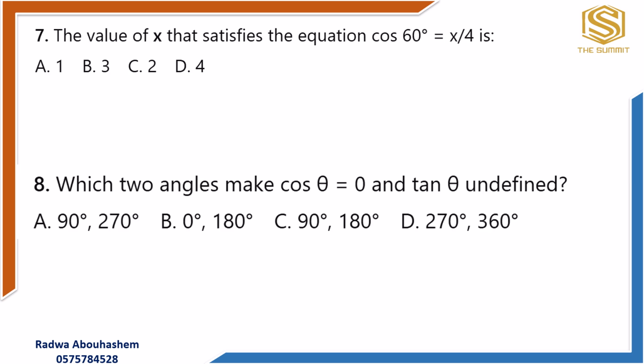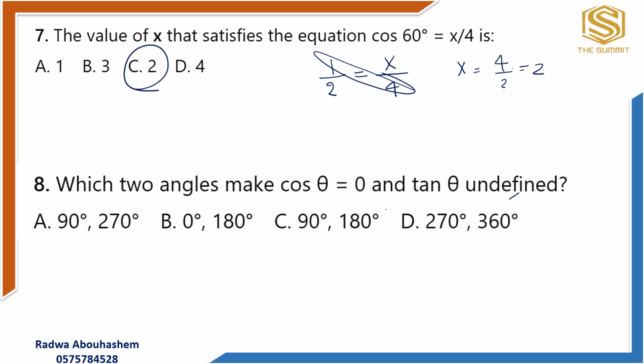The value of x that satisfies the equation cosine 60 equals x over 4. Now, cosine 60 is 1 over 2. So 1 over 2 equals x over 4. So x equals, cross multiplication, 4 over 2. That gives me 2.